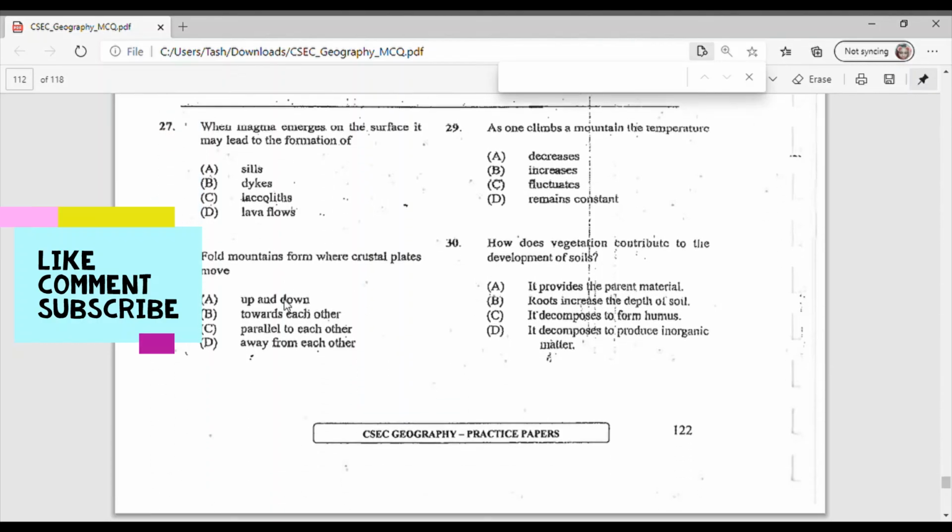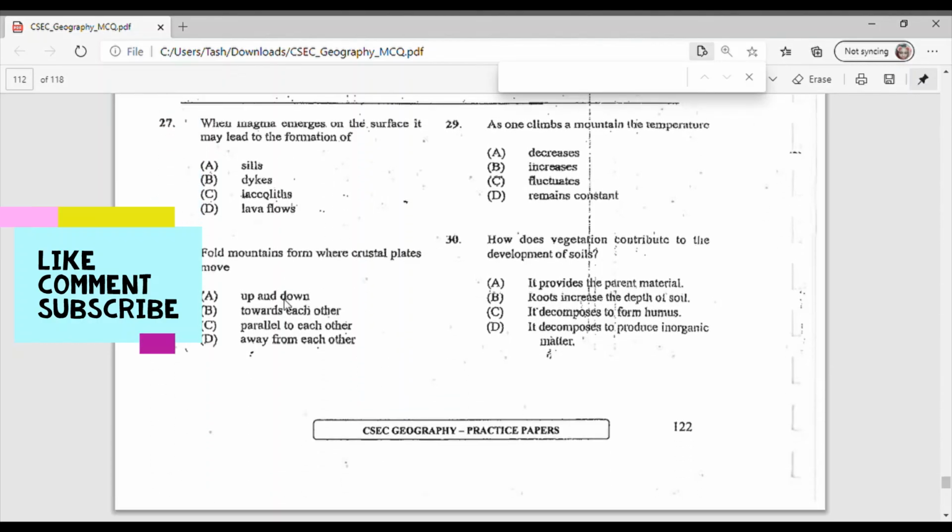For 28, fold mountains form when crustal plates move. Think about it. If you have two things pushing towards each other, they are going to crumple up and they are going to fold. So it must be the two plates that are moving towards each other. So let's just look for the answer for 28. A, up and down, no. B, towards each other, yes. C, parallel to each other, no. D, away from each other, no. So for 28, the answer is letter B.